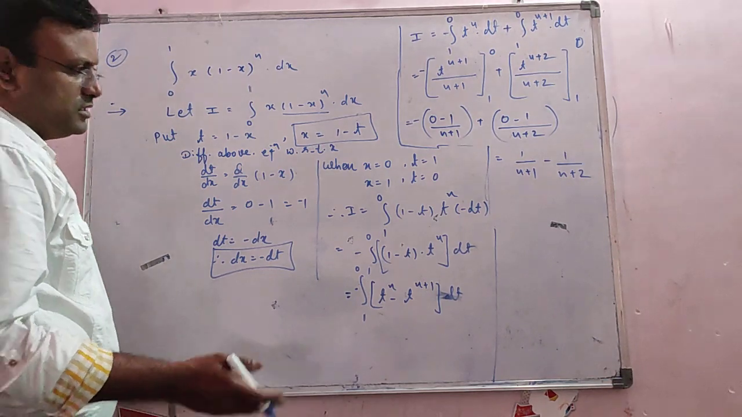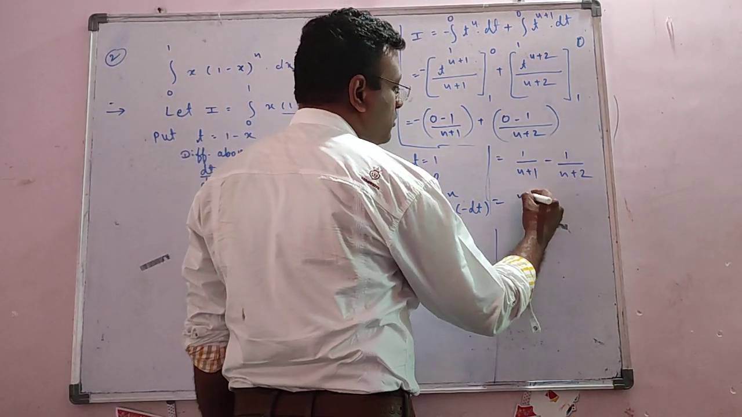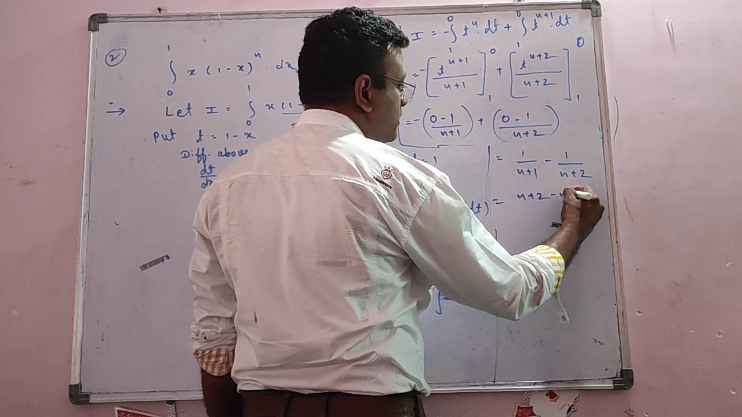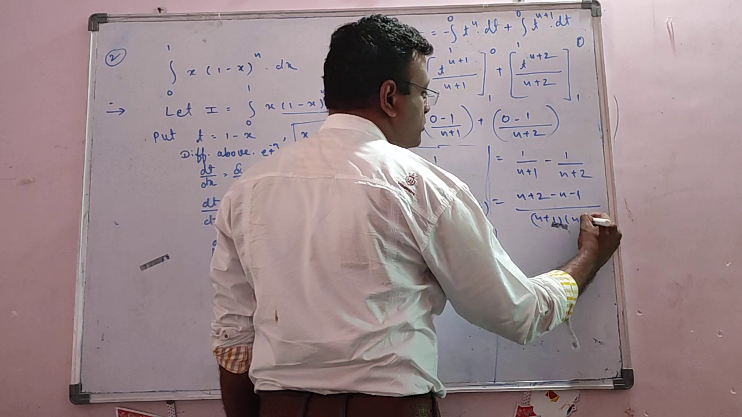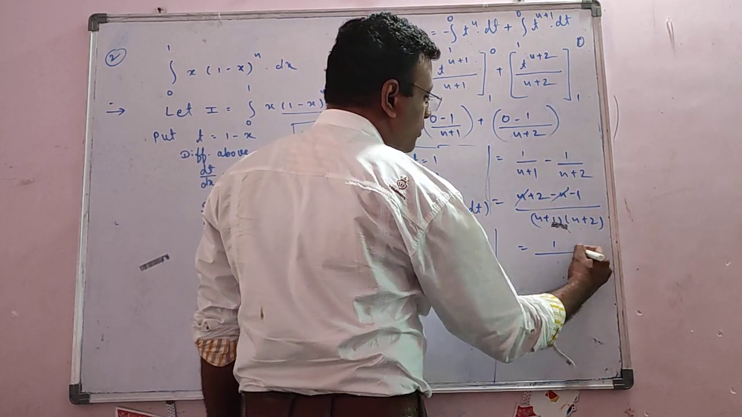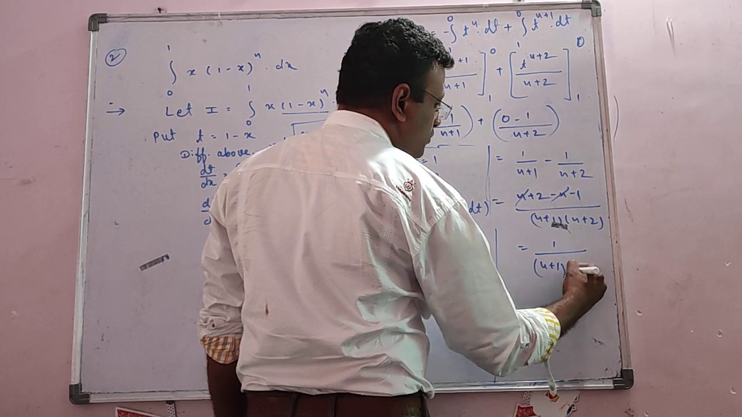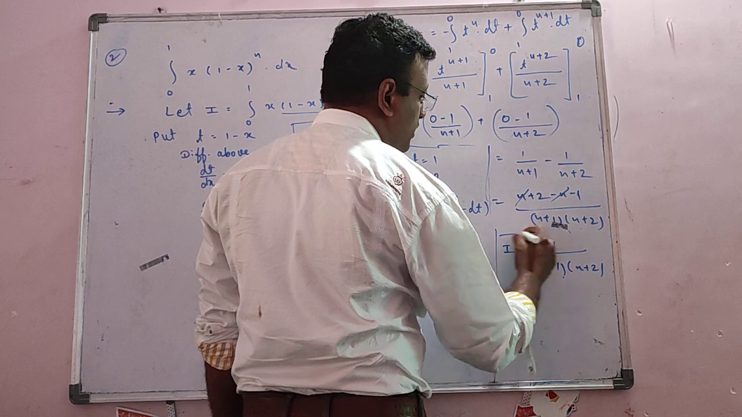You may do the cross multiplication and all that. This will go to minus n plus 1 into n plus 2, so plus and minus will get cancelled. So here we will have 1 upon n plus 1 into n plus 2. This will be the value of I.